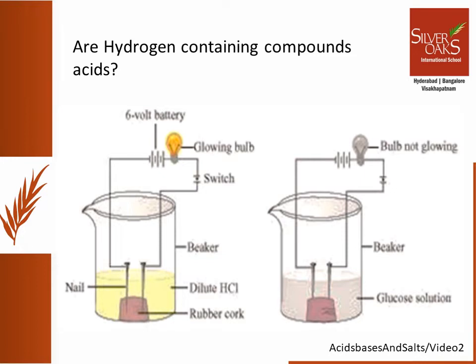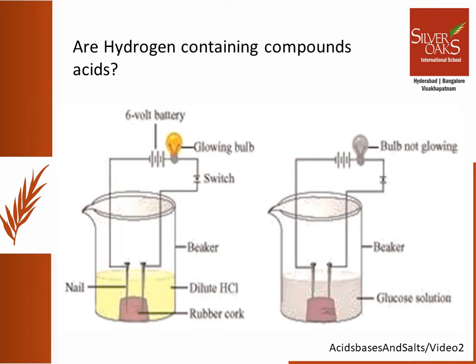The same thing happens with alcohol taken in the beaker or sugar solution taken in the beaker. In all these examples, hydrogen is present, but it will not ionize and hence the bulb will not glow. So what is the difference between dilute HCl, which can conduct electric current and it is seen in the form of bulb glowing, and glucose solution? Although it contains hydrogen, but hydrogen does not ionize and bulb does not glow.